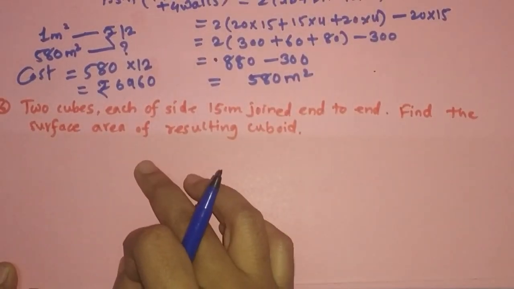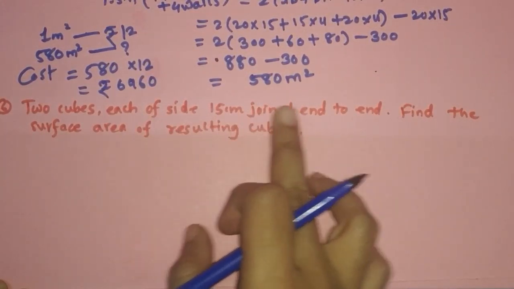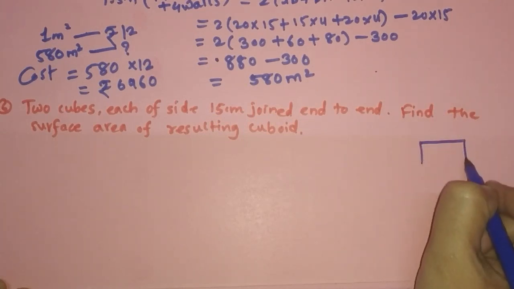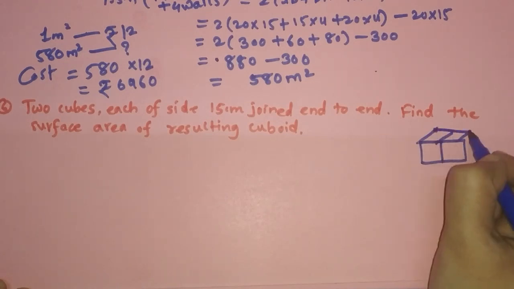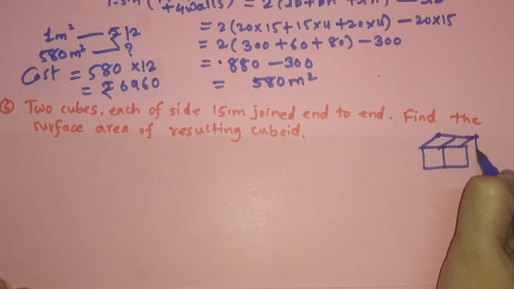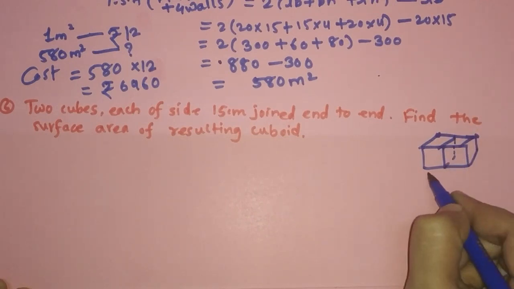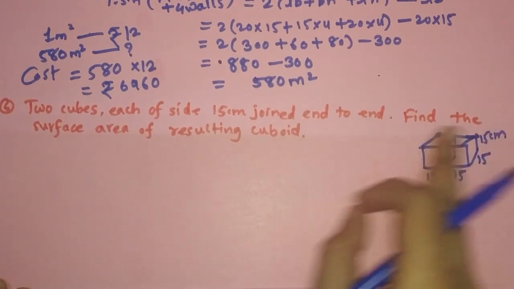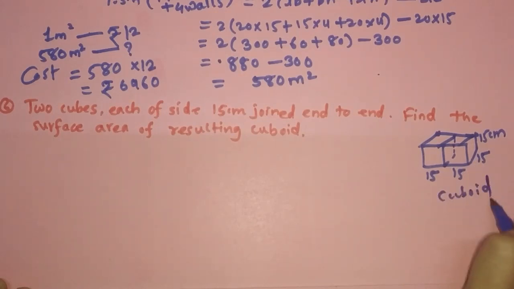Now friends, the next question: 2 cubes, each of side 15 centimeters, joined end to end. For example, you can draw the 2 cubes here. Suppose this is your cube. Actually there are 2 cubes. This is also 15, this is also 15, and the height is also 15 centimeters. Find the surface area of the resulting cuboid. So it now becomes a cuboid.